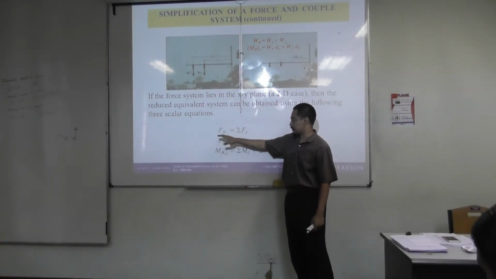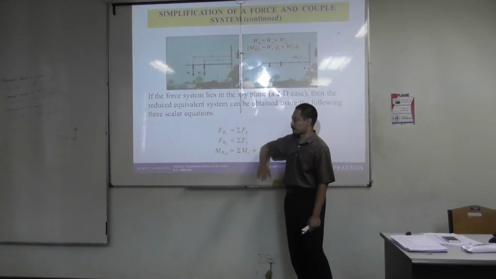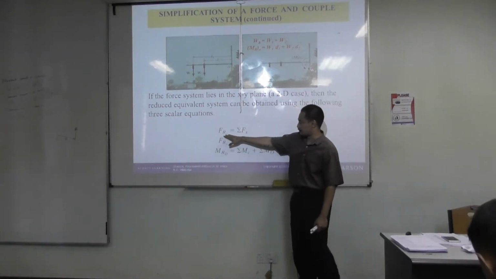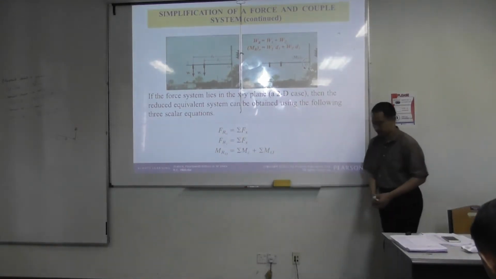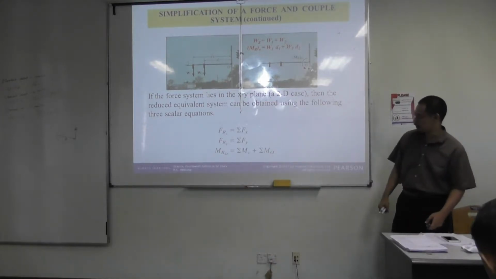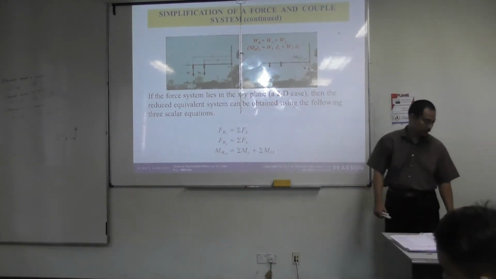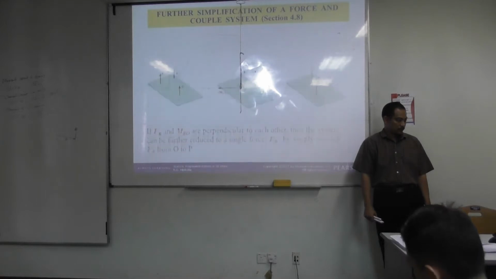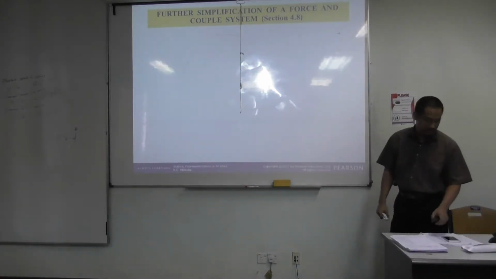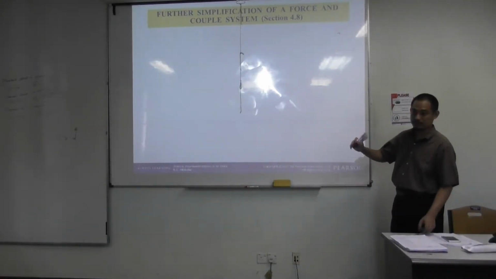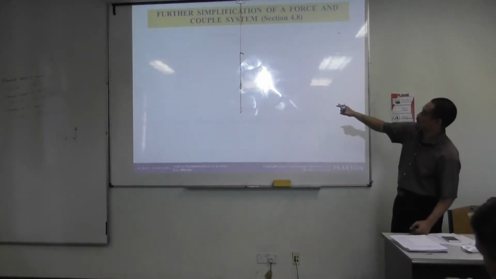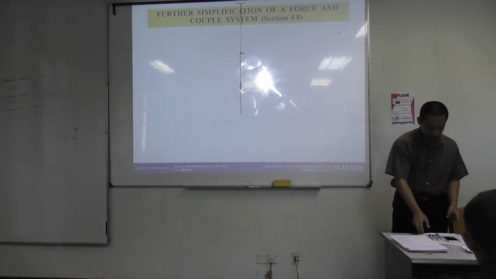So obviously in scalar we'll resolve into x and y. So FRX is summation of Fx, FRY is summation of all forces in y, and then moment is summation of all moment. Alright, that's the simplification. Any question so far? Because now we want to further simplify.